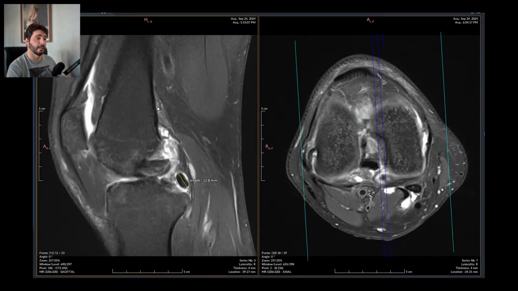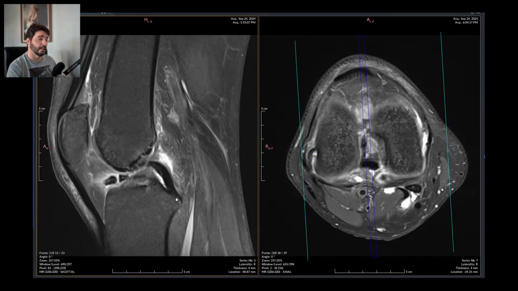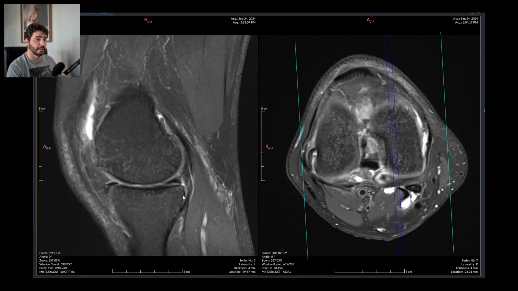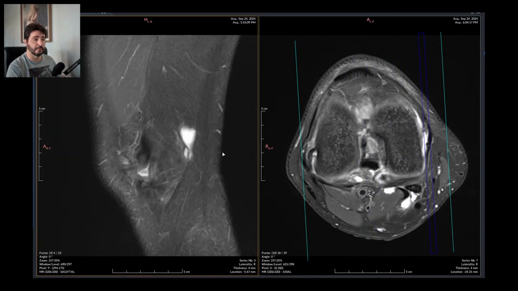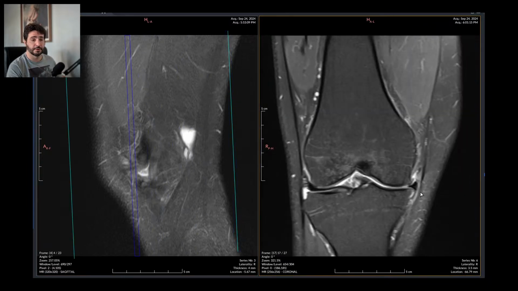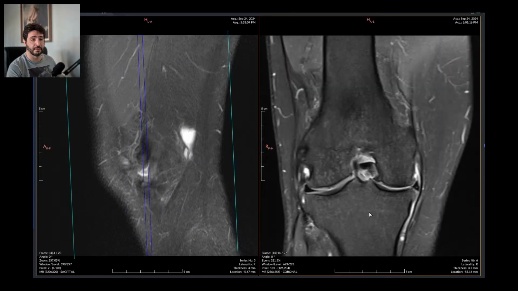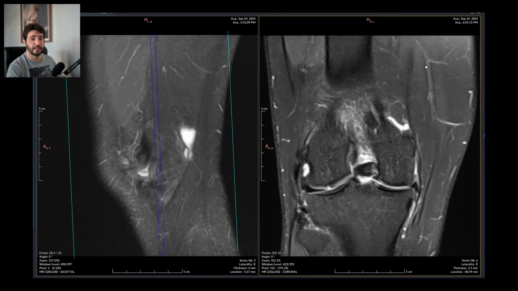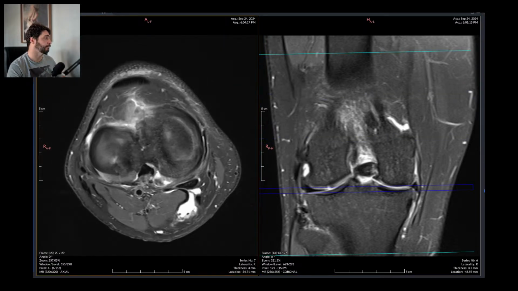So there is arthrosis, there is articular effusion, synovitis, there is medial meniscus tear and extrusion, there is partial tear of the anterior cruciate ligament, Baker's cyst, and edema of the soft tissue around the knee. So this is, as always, a pretty screwed up knee.